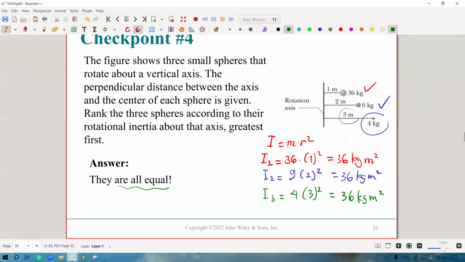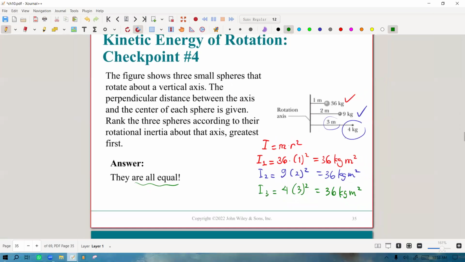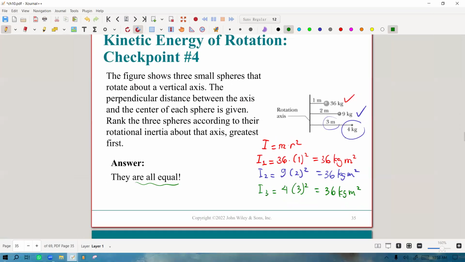Here is how to calculate the moment of inertia. For discrete bodies, we can use mass times r squared. But later we will also study other objects, like a cylinder, ball, and rod. They have specific moment of inertia formulas.